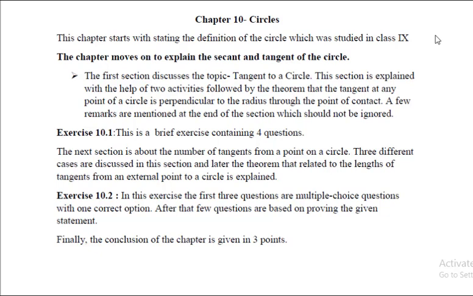Today I am going to discuss a topic, circles, which is chapter 10 in your 10th standard. This chapter is a part of geometry, for 15 marks which you will get in the board examination. So students should practice thoroughly if you want to score better marks in the coming board examinations.